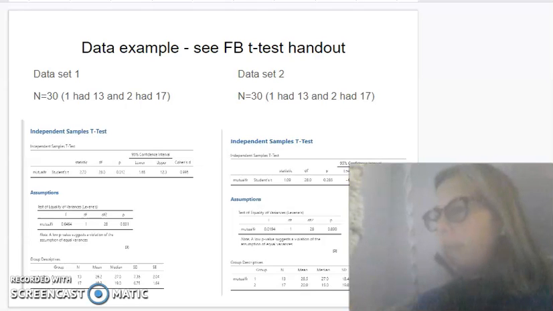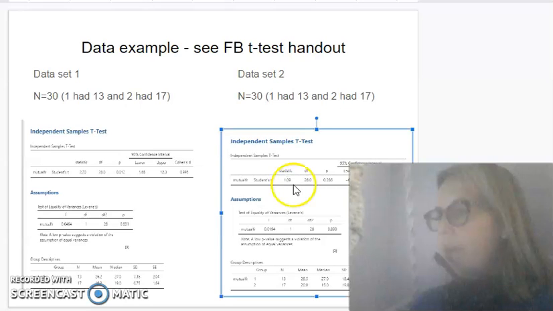Then I did run the independent t-test, and I saw my t was very low. It was 1.09. I encourage you to pull up that Facebook handout sheet to look at it, but I've got a little picture of this. You can see that the value is 1.09, and you can see my p is 0.283.